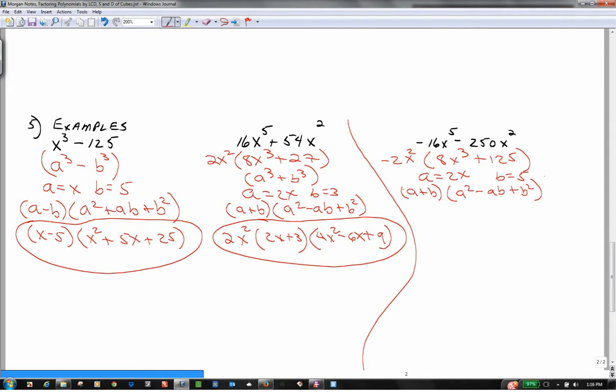So the minus 2x squared comes on down. Then I put a squared, 2x squared. That would be 4x squared. Oh, forgot a piece. Okay, a plus b, that would be 2x plus 5. Now I do the a squared. That's 4x squared minus a times b. So a times b, I've got 2x times 5. That would be minus 10x. And then plus b squared. B is 5, so I just put 25. And there's my answer.